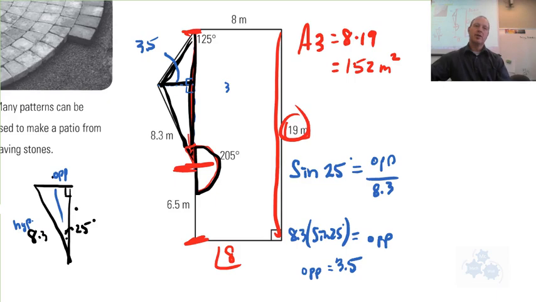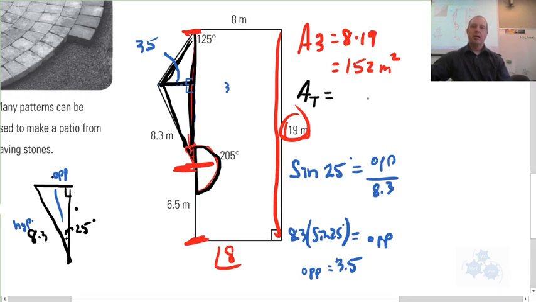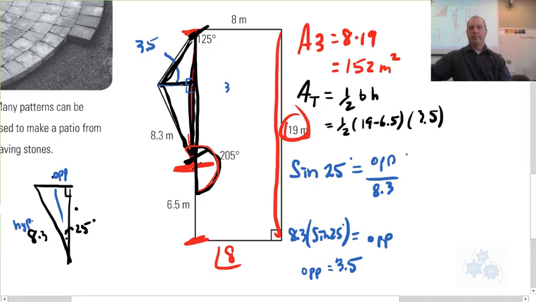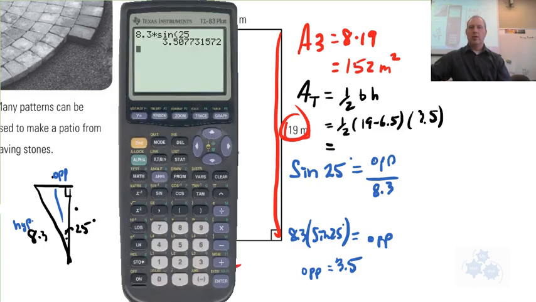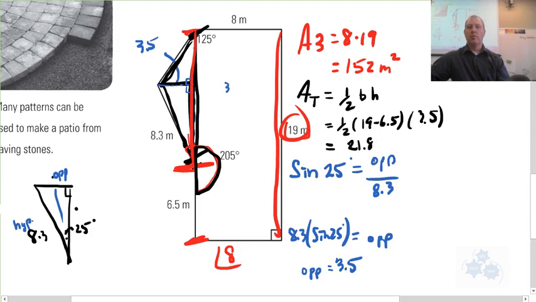So now I can find the area of this black triangle. The area is 1/2 base times height, which is 1/2 times the base, which we said is 19 minus 6.5, from here to here, and then the height is 3.5. So 19 minus 6.5 is 12.5. So 0.5 times 12.5 times 3.5 is 21.875, or 21.9 is good. So what do we have? We have 152 plus 21.9 meters squared, so it's going to be 173.9.